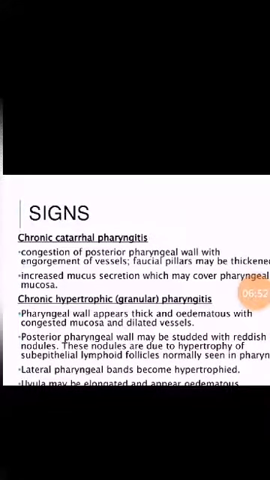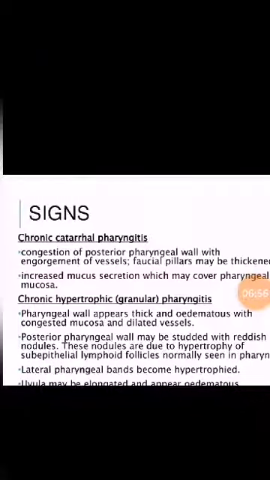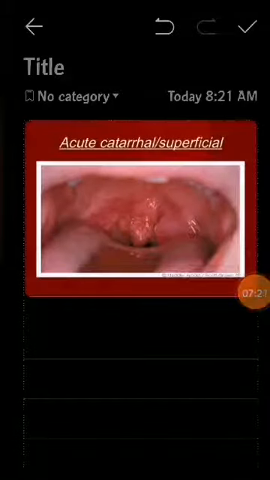There are some differences between chronic pterygoidal pharyngitis and granular pharyngitis. There is engorgement and dilation of the vessels. In the pterygoidal, you can see there is no reddish nodule. But in granular pharyngitis, the reddish nodule is present, which is the diagnostic point for granular pharyngitis.